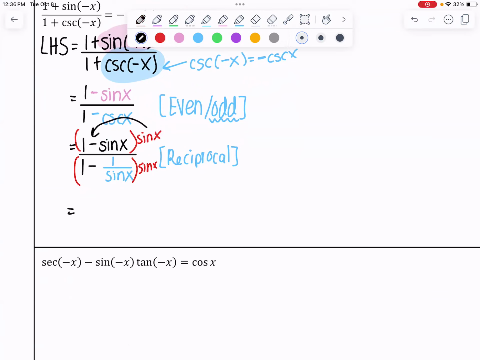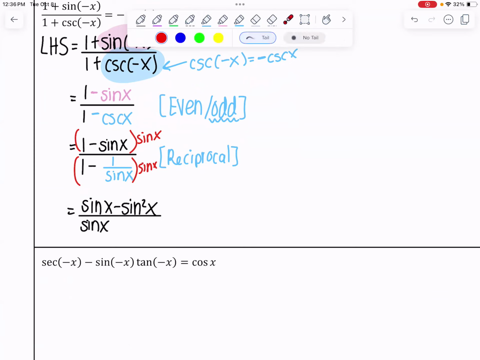And if you distribute, just to see what happens, sine x times 1 is just regular sine x, minus sine squared x. On the bottom, the sine x will get distributed. So you have sine x, and then when it distributes to this next one, it'll cancel. It'll just become a minus 1.